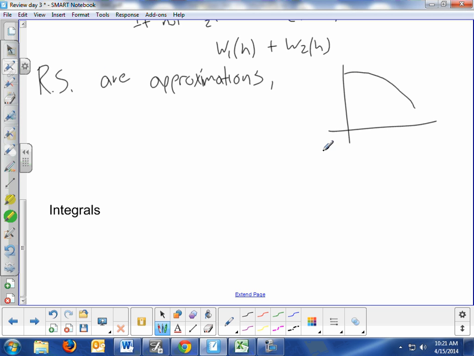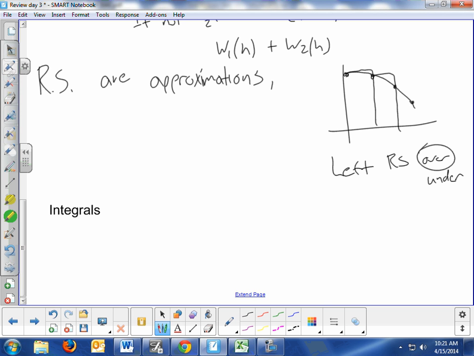and then I ask you, is a left Riemann sum over or under? What would you answer for that? It would be over, because you're using the heights on the left, and that would pop my rectangles above my function, giving me more area than I'm looking for.